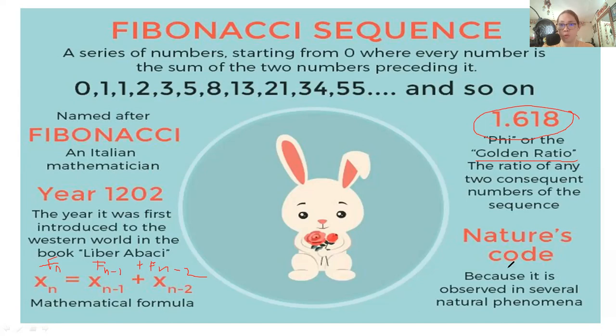So it is called nature's code because it is observed in several natural phenomena. Since the Fibonacci sequence can be seen and is very obvious, tangible to our naked eyes in our nature, we have a nature's code for that. Again, the reason is because it is observed in several natural phenomena. So now let's proceed to the next slide.